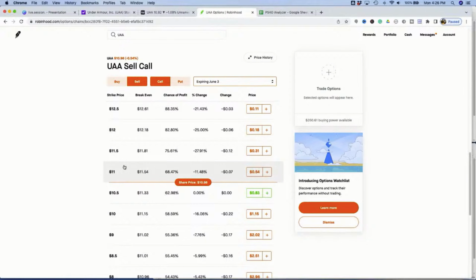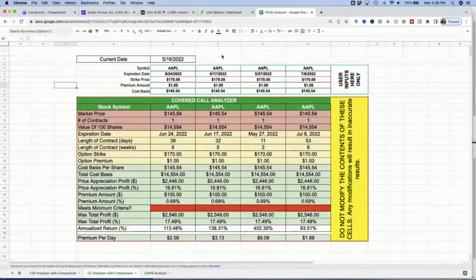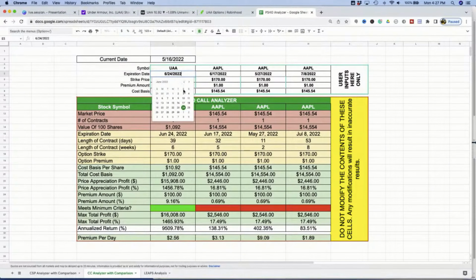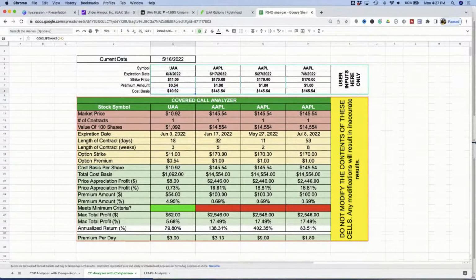So let's actually plug these numbers into a worksheet so it makes it a little bit easier to understand. I have something I call my picking stocks for options analyzer. And I'm going to click on the covered call tab here, covered call analyzer portion. And I'm going to put in the symbol UAA. And I'm going to set the expiration date for June 3rd with an $11 strike price. And it's currently paying 54 cents per share in premium. And let's say that my cost basis is the $10.92. So that was the price when the market closed, not so much the aftermarket price, but it's relatively the same.